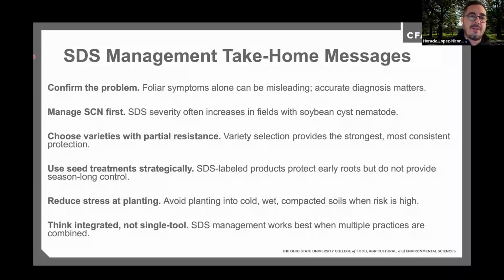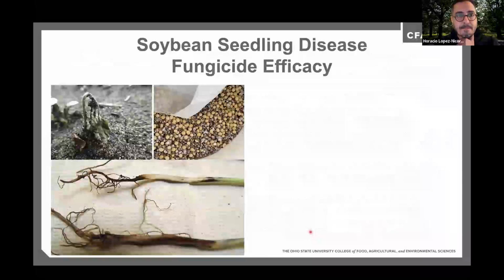So if we know we have SDS, confirm the problem, and we can choose a variety with partial resistance, then make sure to consider a seed treatment that is effective to SDS, and then try to work on avoiding other stressful conditions, such as compaction, for example. Make sure that those soils are well drained. Compaction normally will enhance severity of SDS. Okay, integrated approach, that's the key.